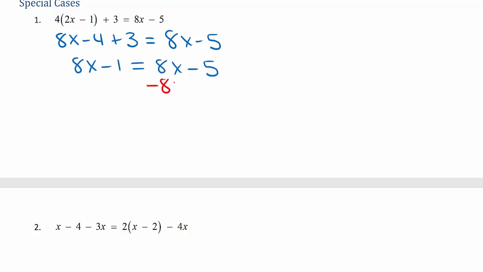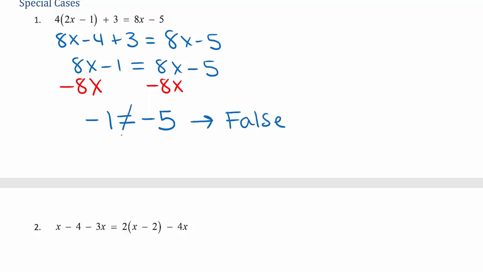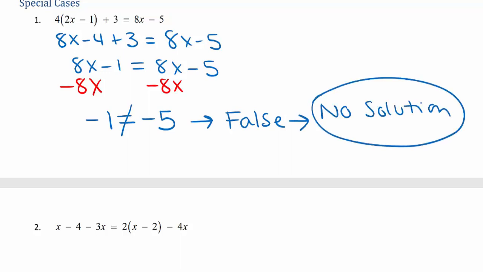So I'm going to subtract 8x to try to put the x's on the left. But what happens here is 8x minus 8x is 0, and I'm just left with a negative 1 equals negative 5. The x's disappeared. That's what makes this a special case. Negative 1 doesn't equal negative 5. I'm left with a false statement. That tells me that this equation has no solution.